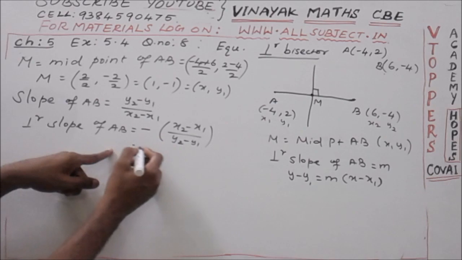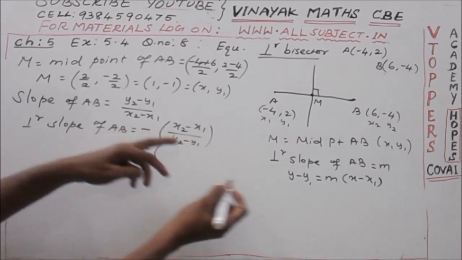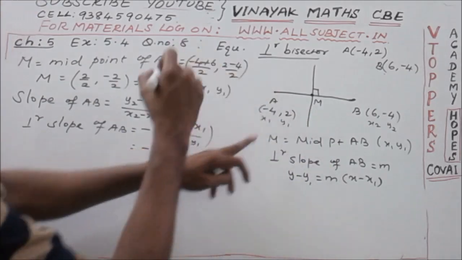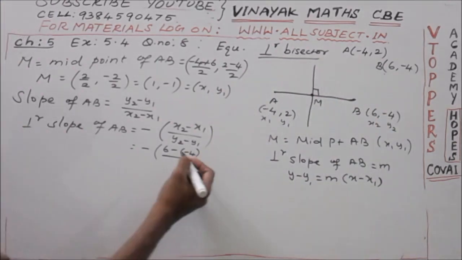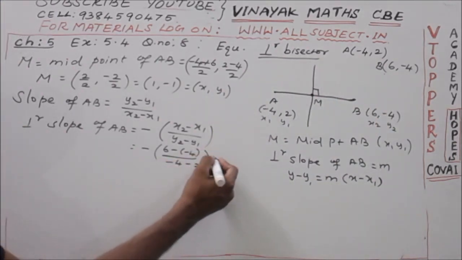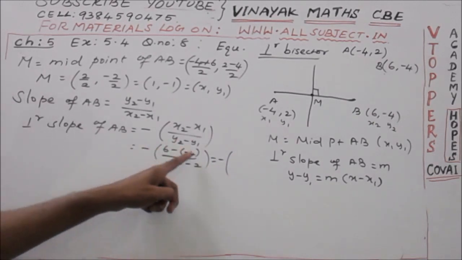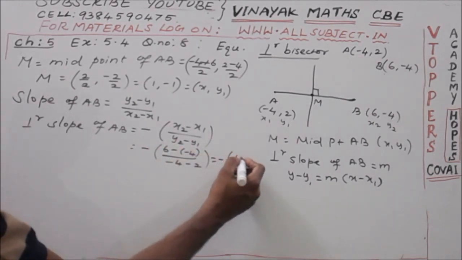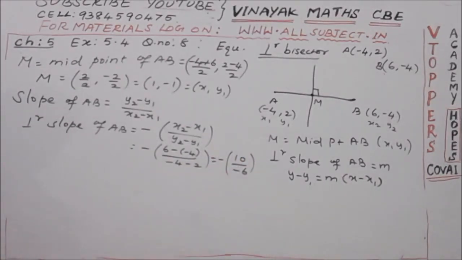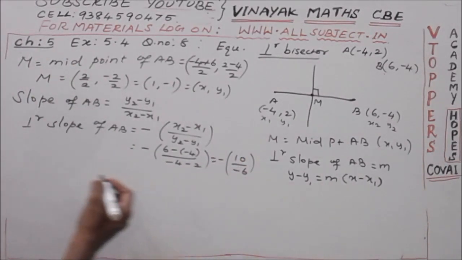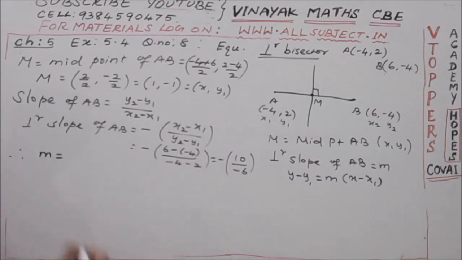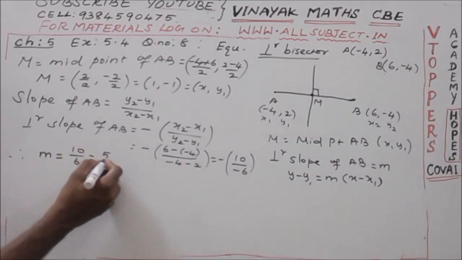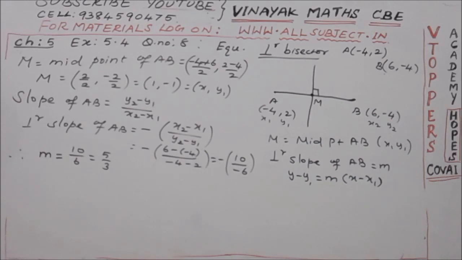Substituting here, minus of x2 minus x1, 6 minus of minus 4, divided by y2 minus y1, minus 4 minus 2, that is equal to minus of 6 plus 4 by minus 6, that is 10 by minus 6. These two minus signs get cancelled, giving plus 10 by 6. So the required perpendicular slope of AB, m, equals 10 by 6, that is equal to 5 by 3 by cancelling 2.